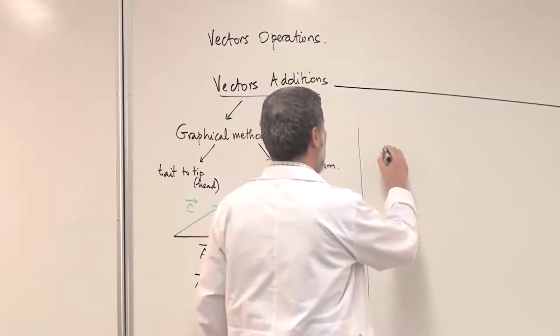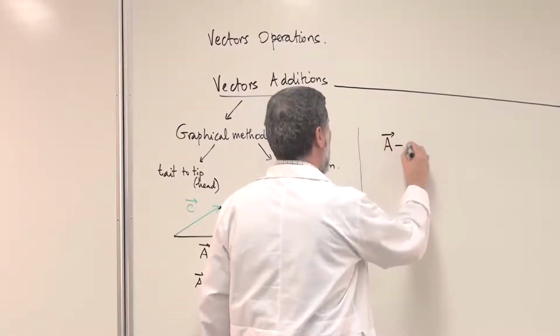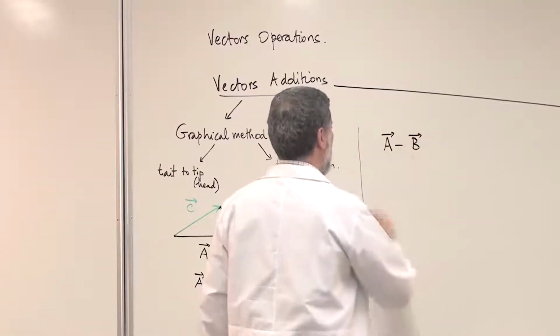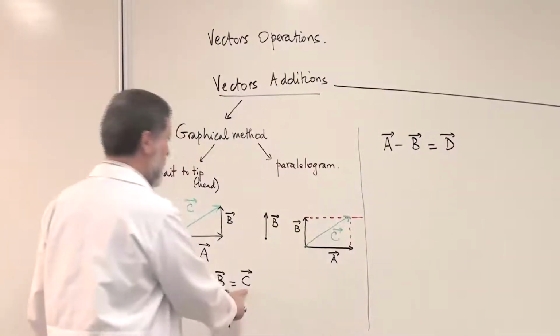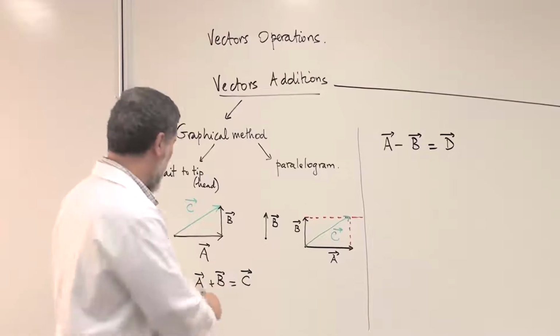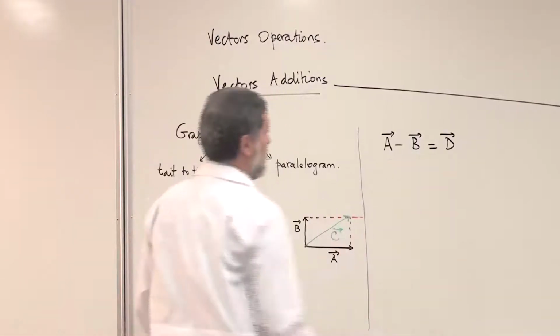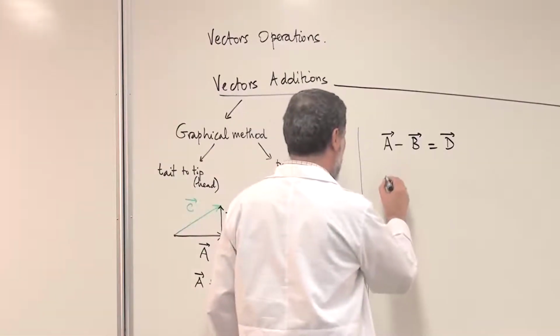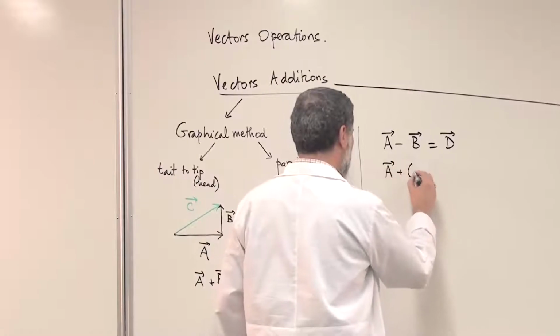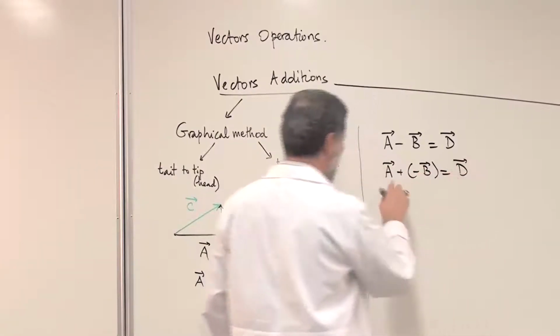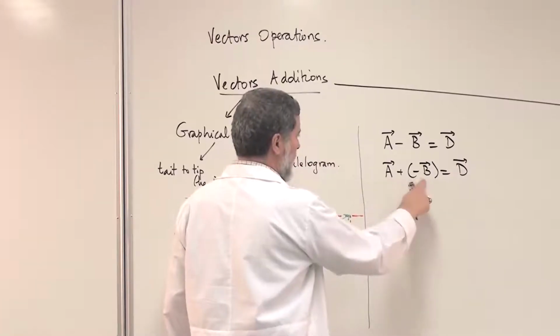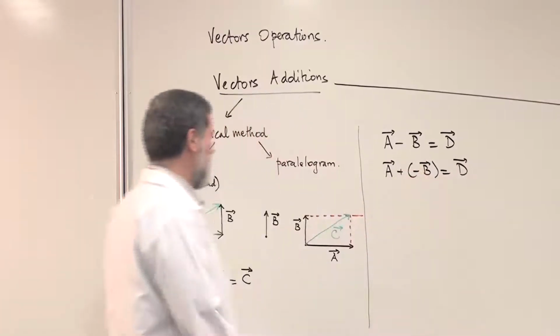Imagine I have a vector A minus B, and this will give me a vector D, which is different, of course, from the vector C here, because here we are adding and here we are subtracting. We can write this actually as A plus minus B, which is equal to D, right? So we can add A to minus B. So let's see what is minus B.